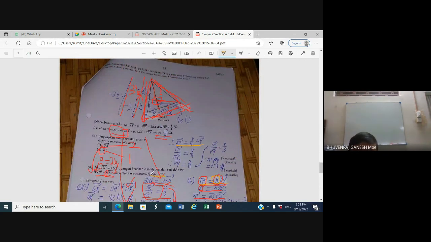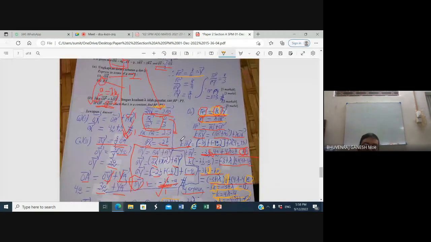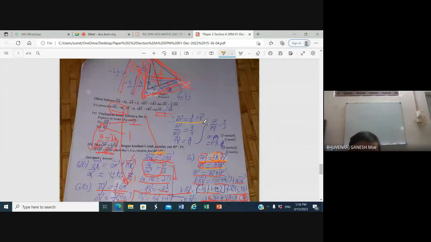Because they asked to find BP to BY, I need to use this one, not this one. OP equals lambda OX is not necessary to answer this question. It's just to form two equations with two variables. That's why we did that. So then you shift BY down here.